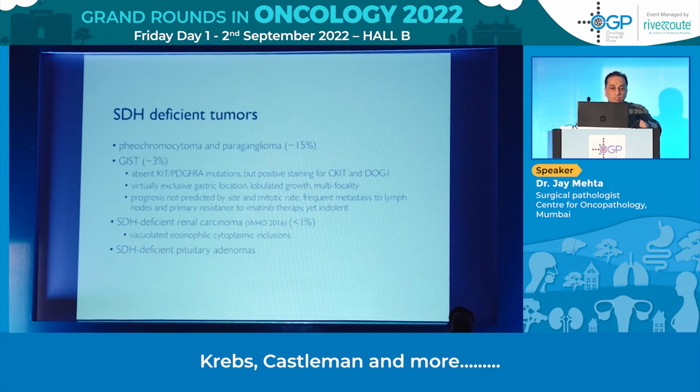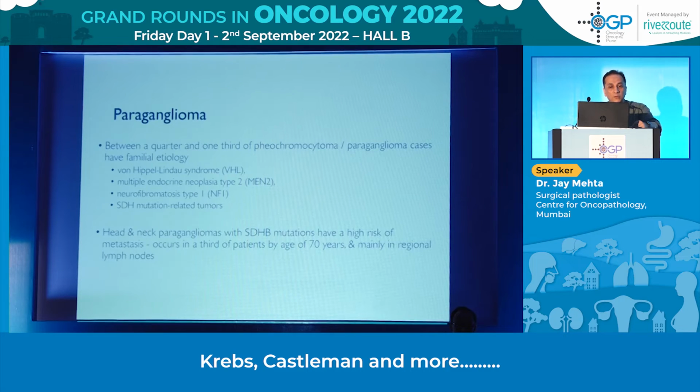There's also an entity called SDH deficient renal cell carcinoma in the new classification. Less than 1% of the tumors are SDH deficient, and they have vacuolated eosinophilic cytoplasm and intranuclear cytoplasmic inclusions. Very rarely, pituitary adenomas, and even Sertoli-Leydig cell tumors, have been described in association with SDH deficiency. Now, between a quarter and a third of paraganglioma cases have a familial etiology, so they may be associated with von Hippel-Lindau, MEN2, NF1 or SDH mutation-related tumors.